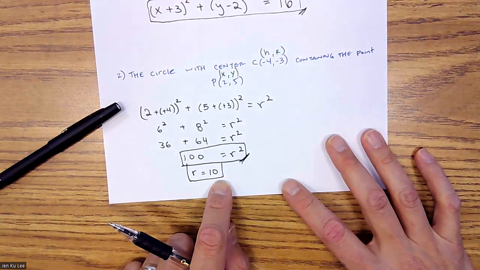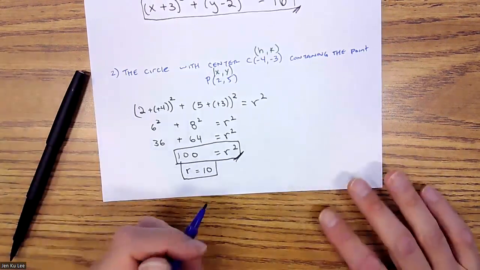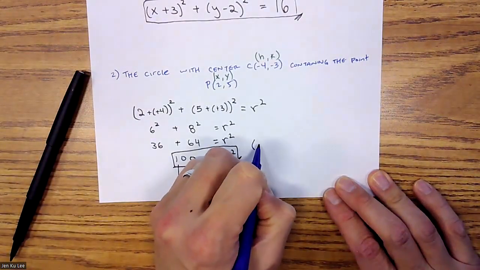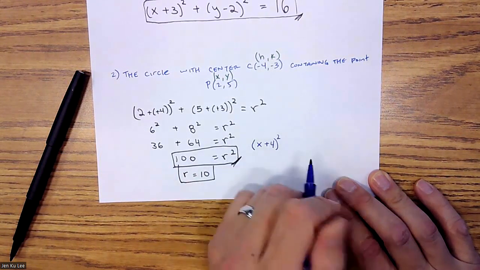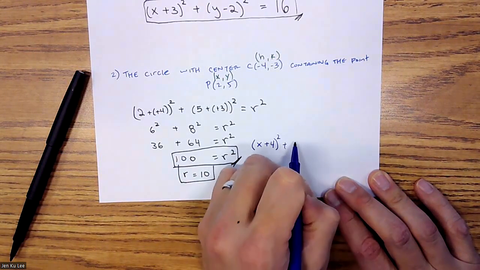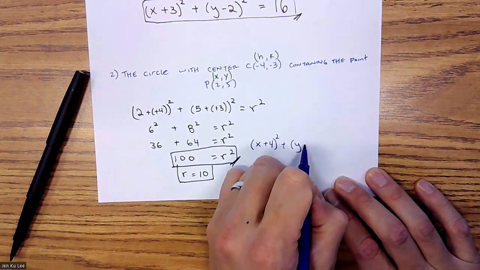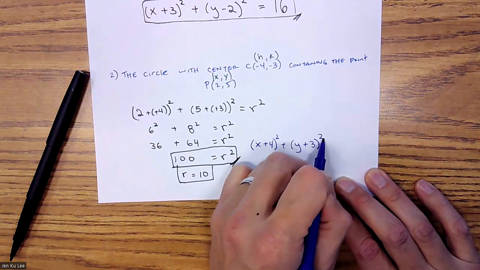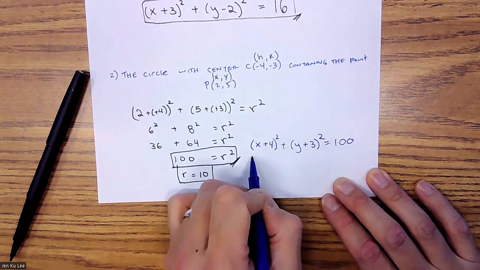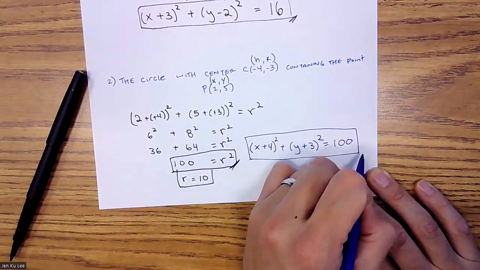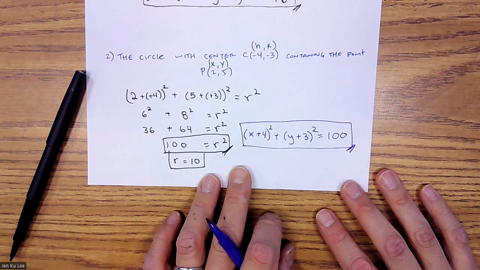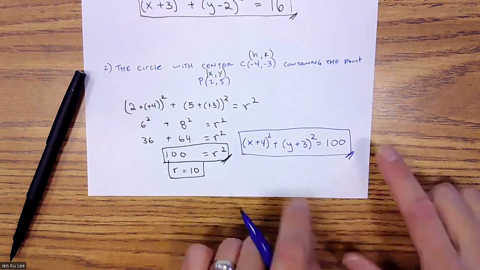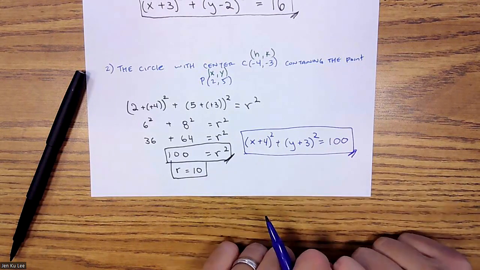Okay? So the equation of the circle is going to be x minus -4, so plus 4 quantity squared, plus y plus 3 quantity squared equals 100. Make sense? Yeah? Questions on how I got this equation? Yes.